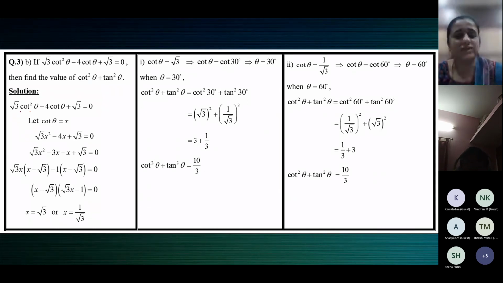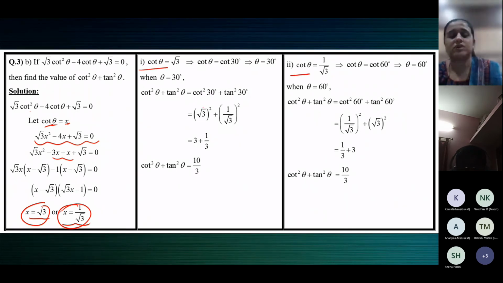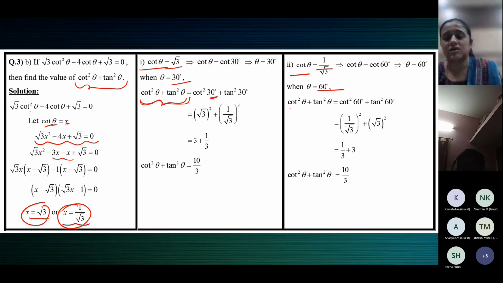I have replaced cot theta with X so that it's easy for all of us to understand. So this is a quadratic equation in X. We split the middle term, group, and find the two values of X. X is cot theta. So cot theta is root 3, cot theta is 1 by root 3. Here we handle both the cases, and for both the values of theta, we evaluate cot square theta plus tan square theta, when theta is 30 degrees and when theta is 60 degrees. In both the cases, it's 10 by 3.